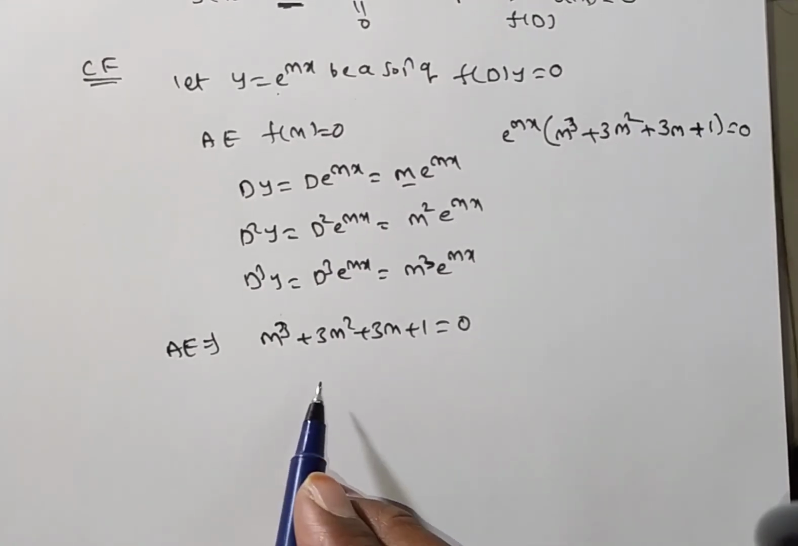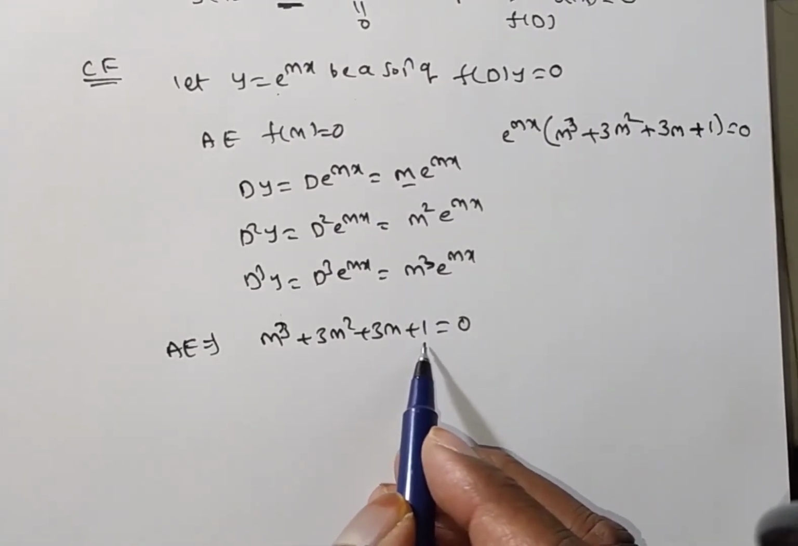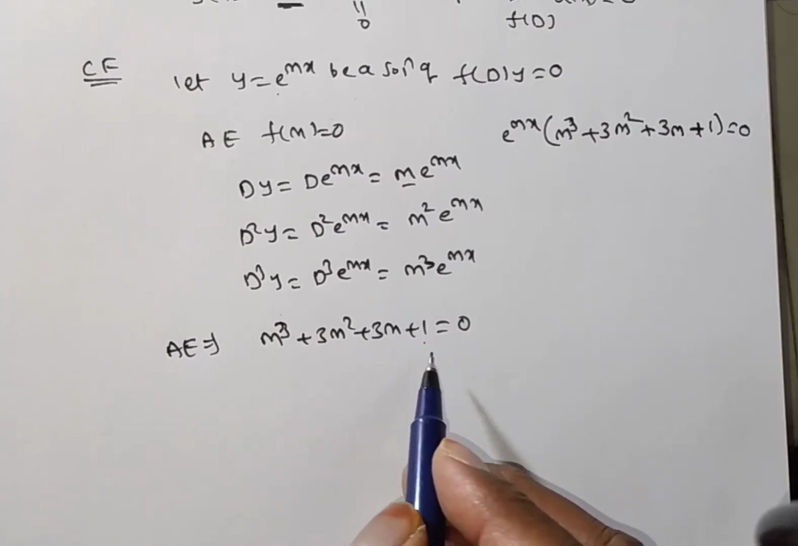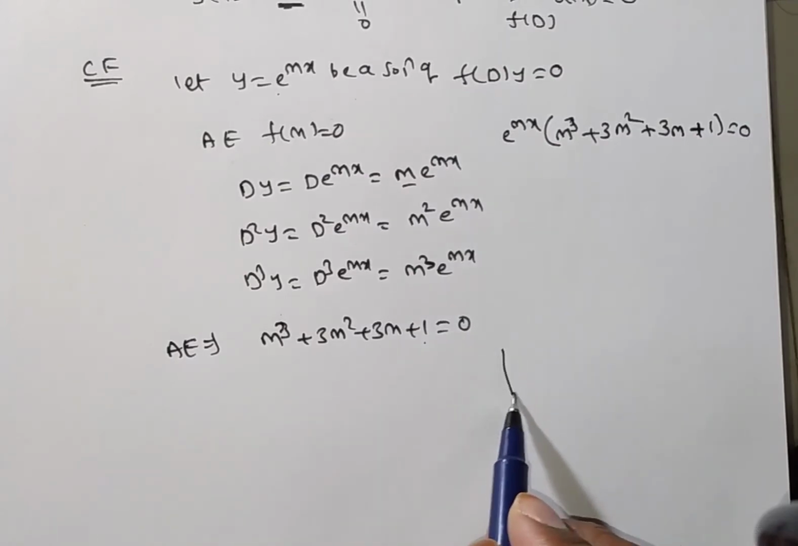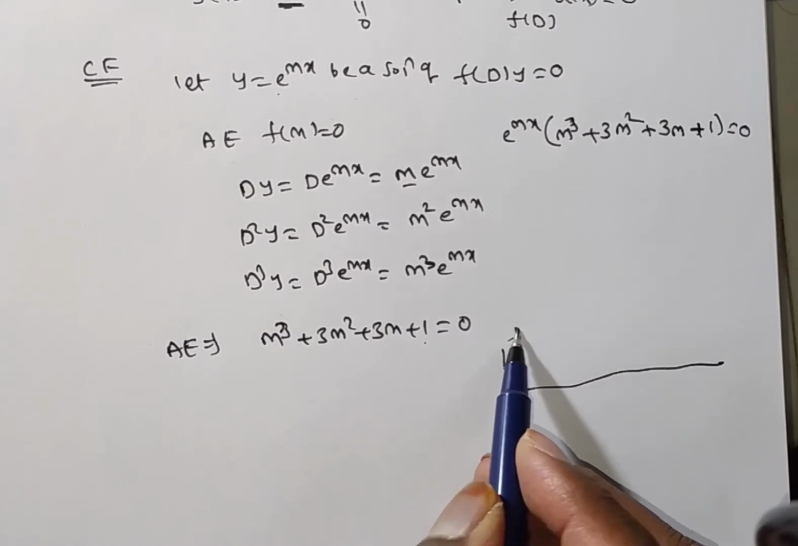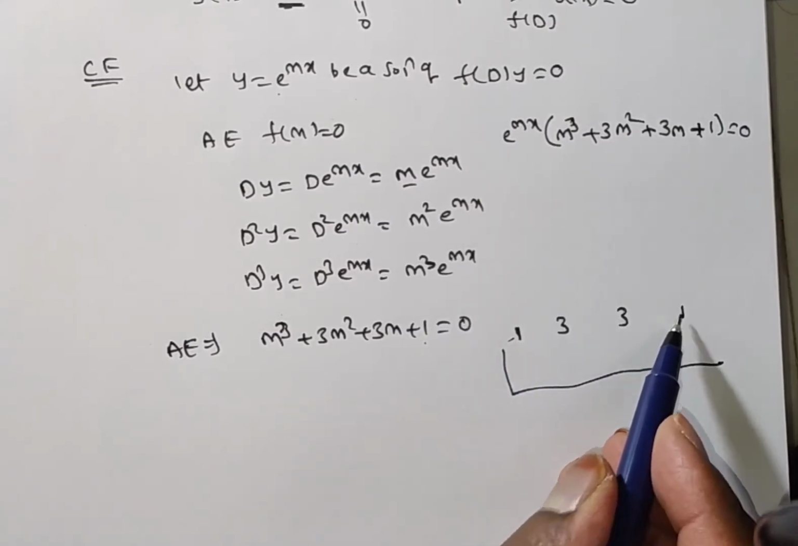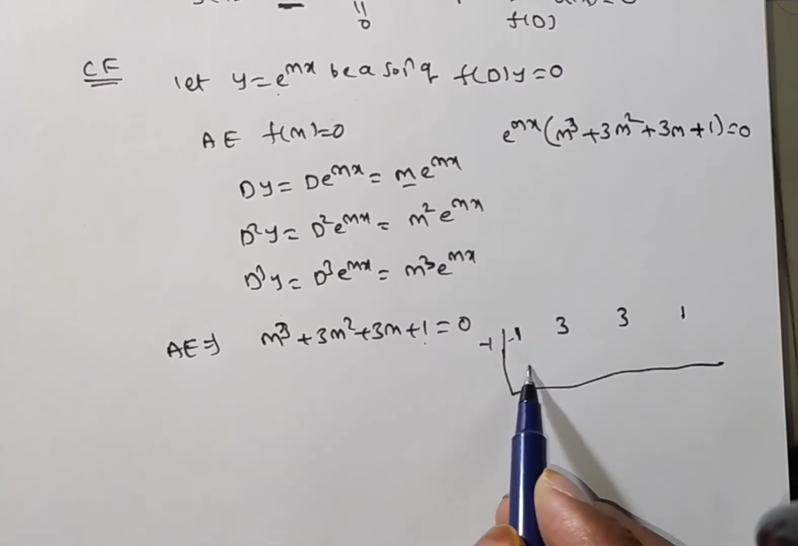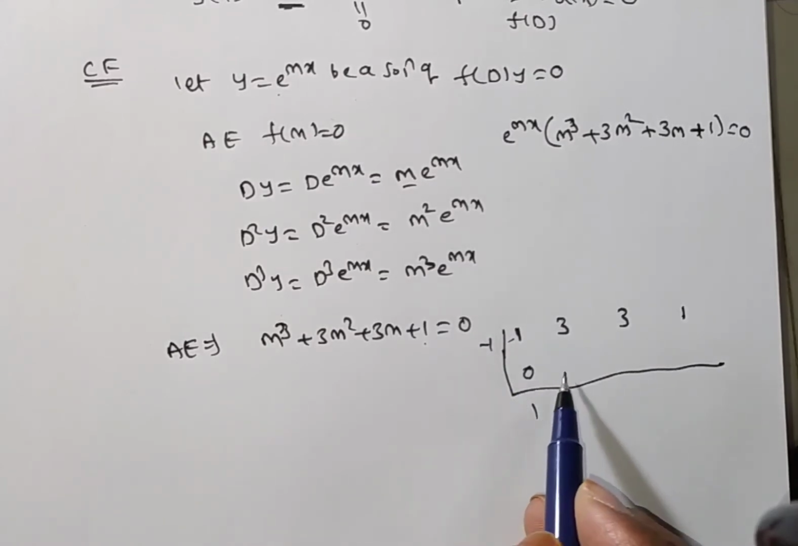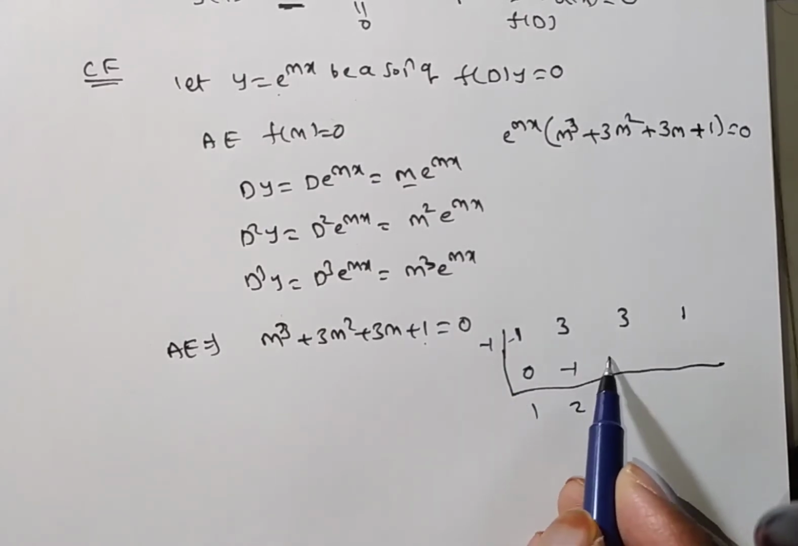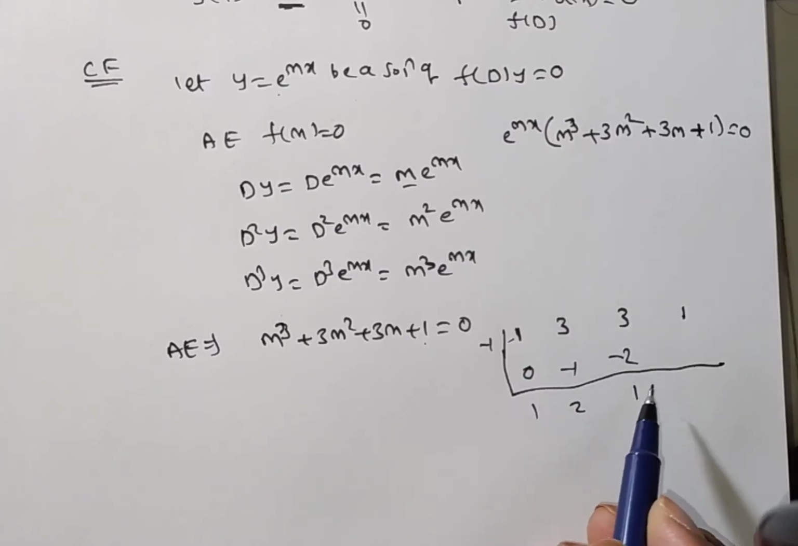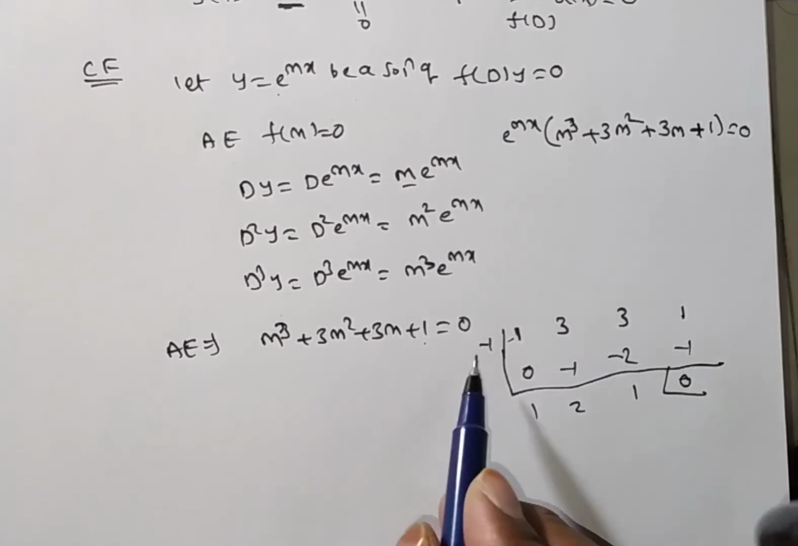Positive only. So obviously the roots are negative. The roots can be plus or minus 1 only, right? First we write down the m cube coefficient, next the m square coefficient, next the m coefficient, and the m power 0 coefficient, which is 1. First I am taking minus 1, then minus 1 into 1 is minus 1, this is 2, next minus 2, then you will have 1, this is minus 1. Yes, we got minus 1 as a root.